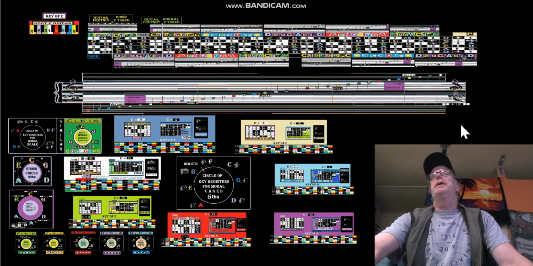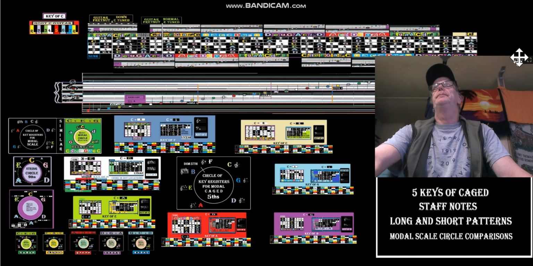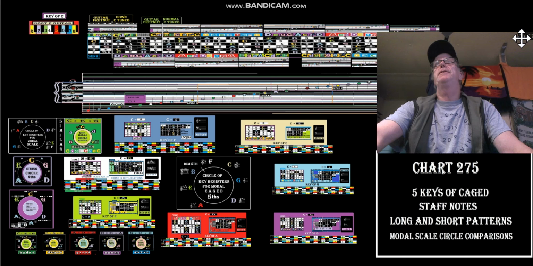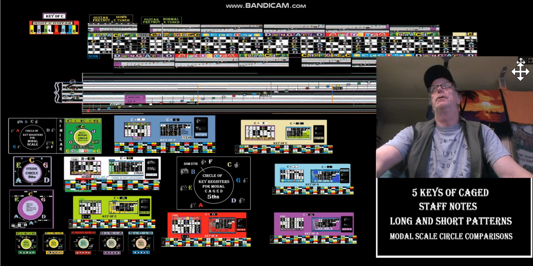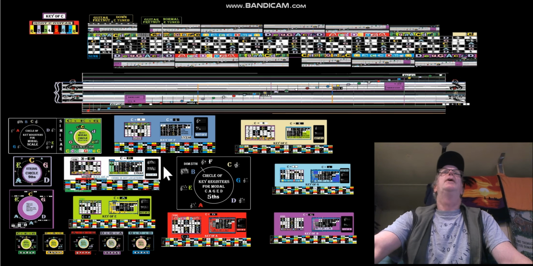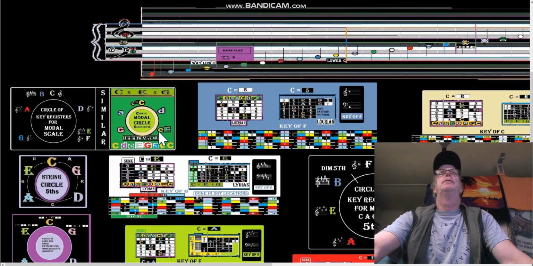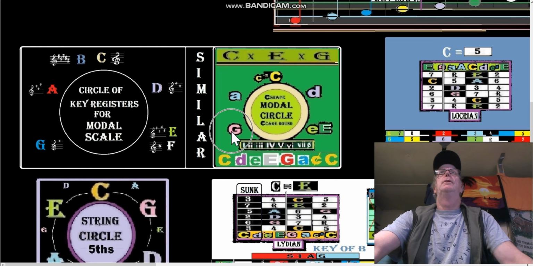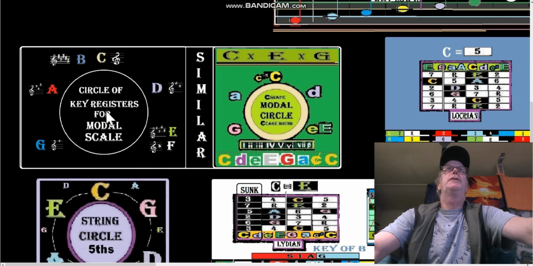So again, we're looking at chart 275, 5 keys of cage, staff notes, long and short patterns, modal scale, circle comparisons. So again, the comparison was circle of key registers for modal scale. So these are your key registers for the modal scale. Okay, C, D, E, F, G, A, B, C.